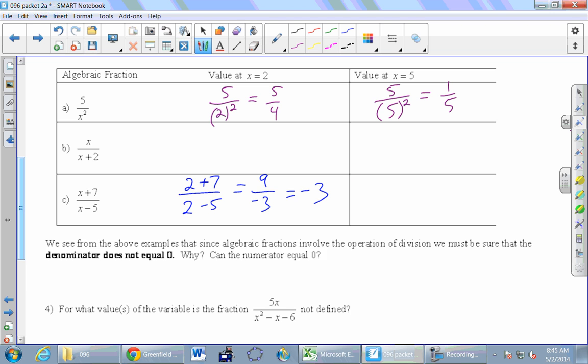Upstairs is a 9, downstairs -3. Any questions so far? Go ahead and plug x equals 5 into that same fraction. Upstairs, 12. Downstairs, 0. What does that mean? We're dividing by 0, which you've been taught from a long time ago is not allowed. So usually the word we use is undefined. Not allowed to divide by 0.